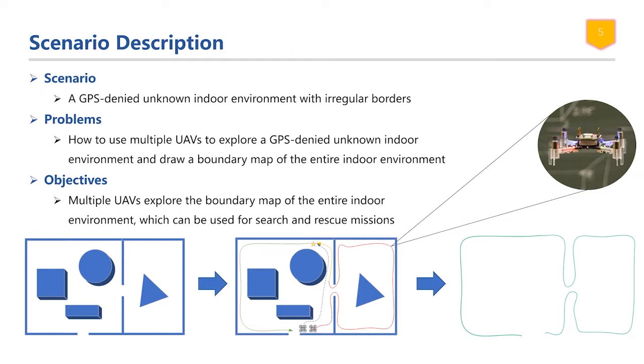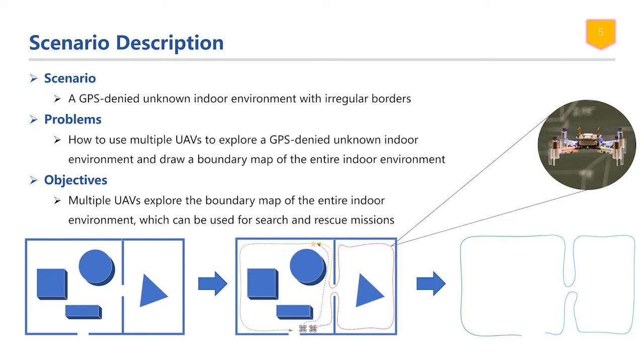In this scenario, each UAV starts from the same starting position. The first UAV uses the Wall-Round algorithm to fly around the boundary of the environment, and the red line indicates the first UAV's flight path. When the first UAV flies low on power or stops working due to an unexpected situation, the second UAV will start to relay.